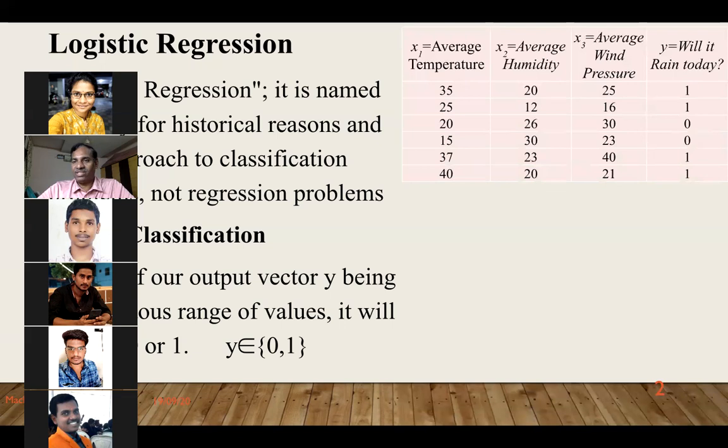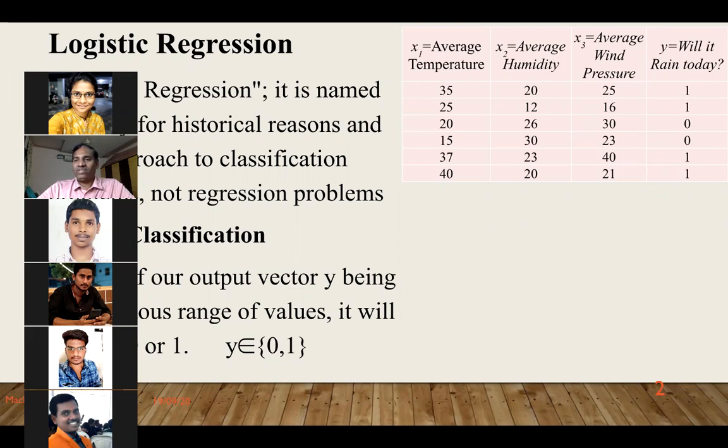You can see in the example on the right side. You are giving explanatory variables x1, x2, x3: temperature, humidity, wind pressure. Based on that, can you predict, will it rain today? If it rains today, that is called positive, and we represent it with 1. If it doesn't rain today, then we represent it with 0, negative. Some people also use 1 and -1, but we always represent positive with 1 and negative with 0.